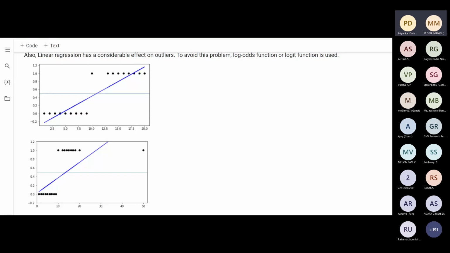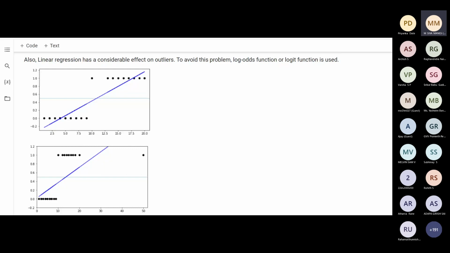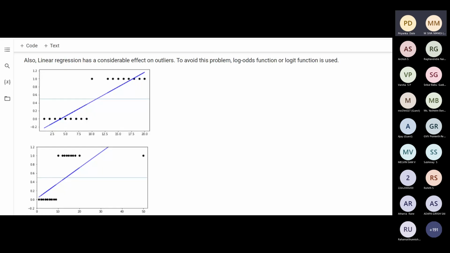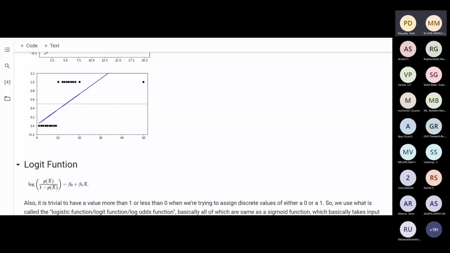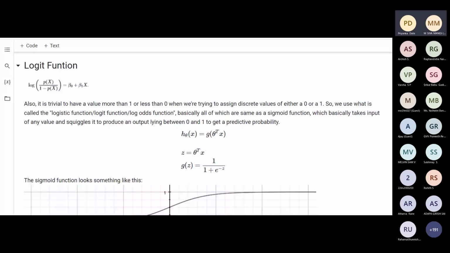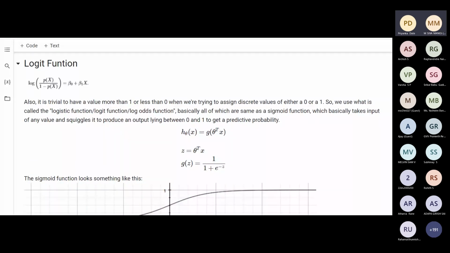To overcome this inaccuracy, we use logistic regression, which tries to fit the maximum number of points and solves the problem of the outliers. While using logistic regression, we use the log-odds function or logit function. There are multiple names for this function. The logit function is log of p(x) upon 1 minus p(x) equals beta naught plus beta 1 x, where beta naught and beta 1 are parameters. Here I've shown a linear polynomial, beta naught plus beta 1 x, but it can be of higher degrees too. It doesn't have to be a linear one.